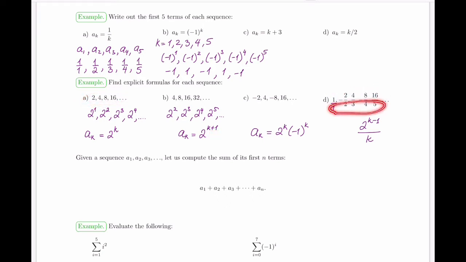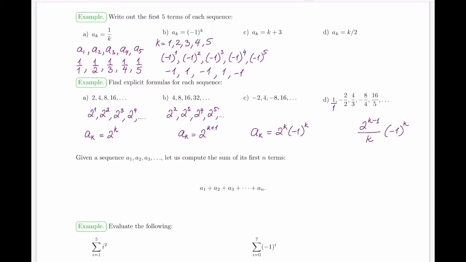I have just k on the bottom, and the only thing that I have yet to attend to is the fact that there is a minus in front of every other term. So again, it's going to be minus 1 to some power. And let's see, if I put in k, is that going to work? Is my alternation going to start with the proper one? So if k is equal to 1, then I have minus 1 to power 1, which is negative, but my first term is positive. So in this case, I have to adjust my power somehow.